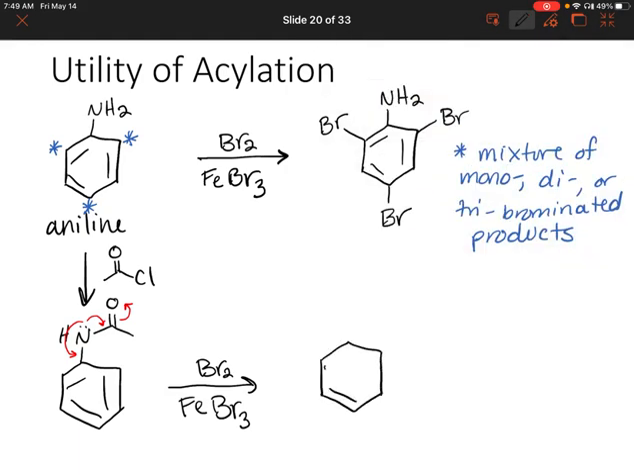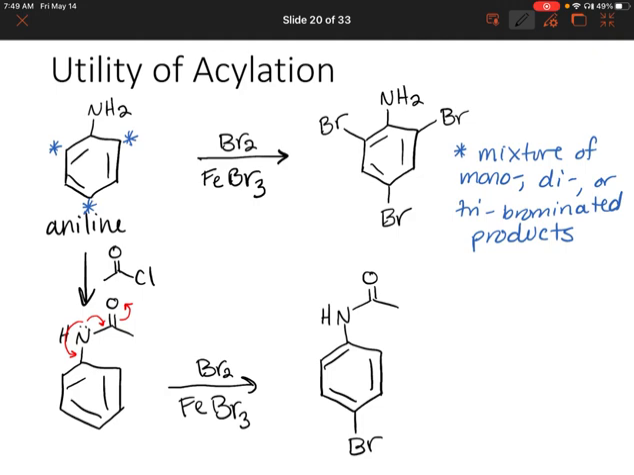Now, do you think that that one bromine will add to the ortho or para position? Well, if we look at our acyl group there, it's kind of made that nitrogen a little bulky, right? So we kind of have a bulkier group on top. And bromine is a fairly large atom, so it's probably going to add to the para position.